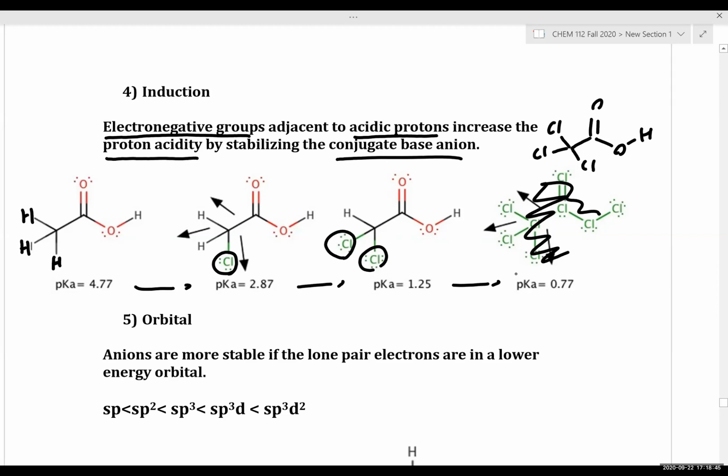Does this section on inductive effects look familiar to everyone? Any questions?